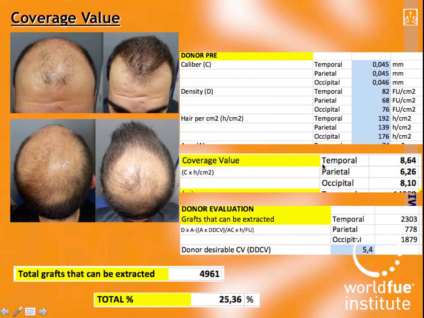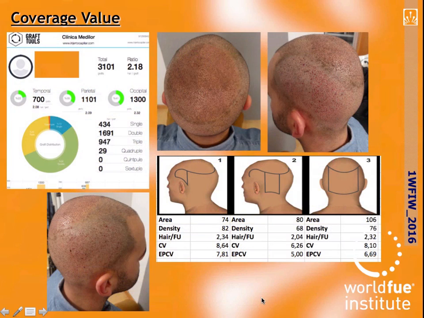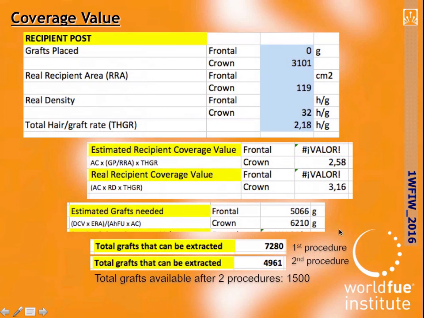Now the coverage value of the donor is 8, 6, and 8. And the coverage value Excel table said that we have 4,900 grafts available, the 25% of his donor. So we did a 3,100 procedure at 2.18 hairs per graft for the crown and left the donor coverage value at 7, 5, and 6, and the recipient coverage is again 3. We will probably have 1,500 more grafts to do a touch-up, a last procedure if required, with the aim to give a homogenized style with a fair donor coverage. But as I pointed out at the beginning, the patient must know to have the right expectation.